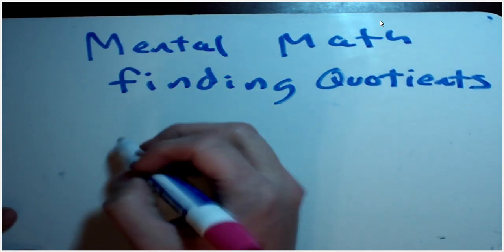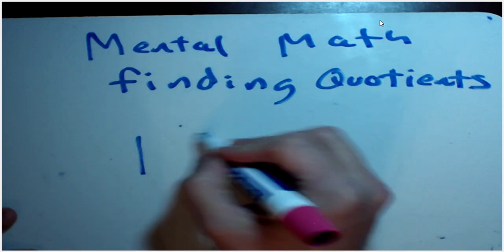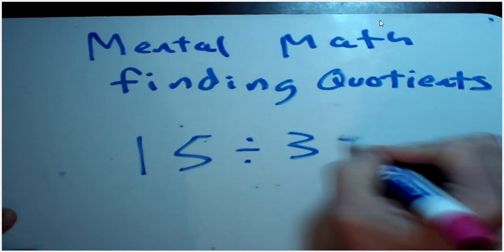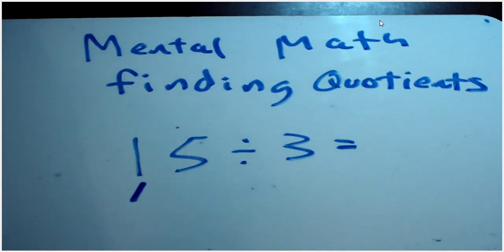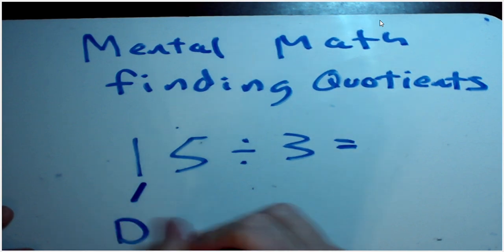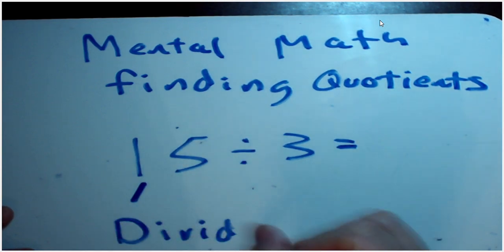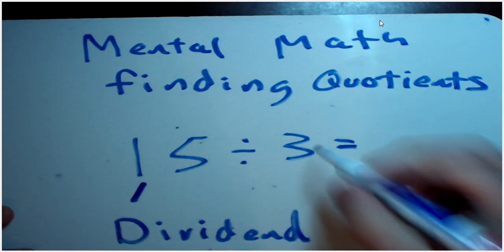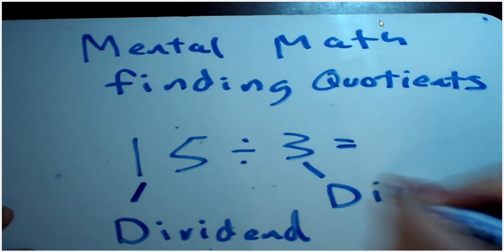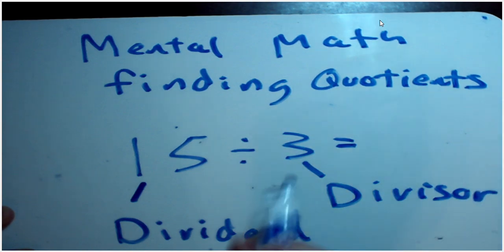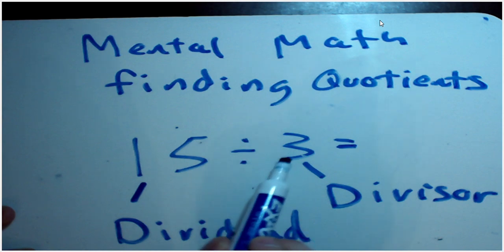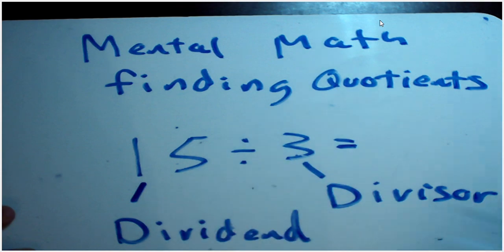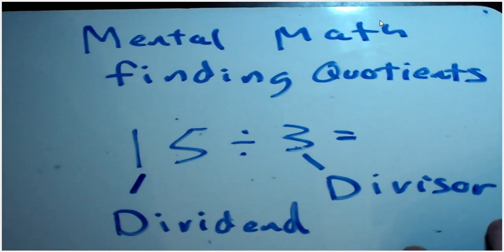The first thing you need to know, say if we have a problem like 15 divided by 3 equals this number here, the number that you're going to be breaking up into equal pieces is called the dividend, and then this piece is the divisor. The divisor tells me how many equal groups of objects I am going to break up the dividend into. So I'm going to break this 15 up into 3 groups, and in each group there has to be an equal number of objects. Think of it as the opposite of multiplication.